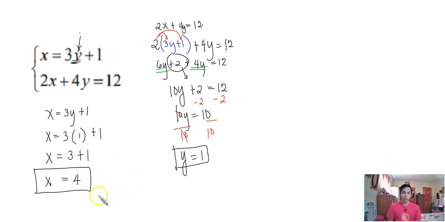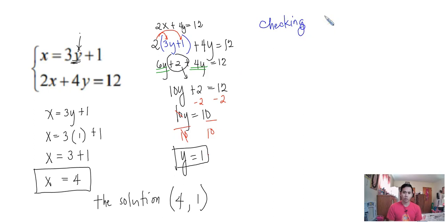So I have now the solution: the value of x is 4, and the value of y is 1. Before I go back to that, I'm going to check my answer if it is correct. So, checking using the solution that I got, which is (4, 1), and making sure that it's true for both equations.